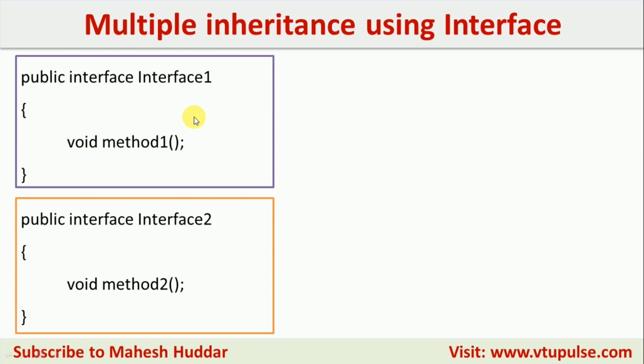Similarly, I will create one more interface. I will name it interface2, public interface interface2 here. Within this we have one method. The name of the method is method2 in this case.